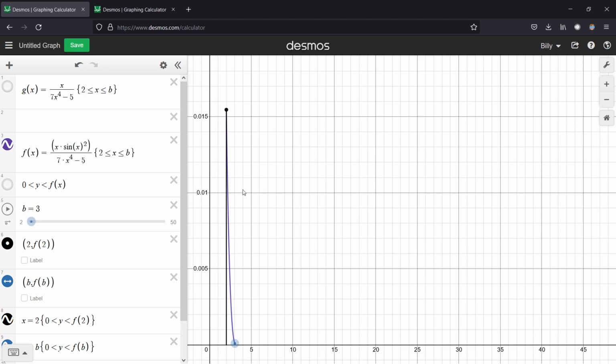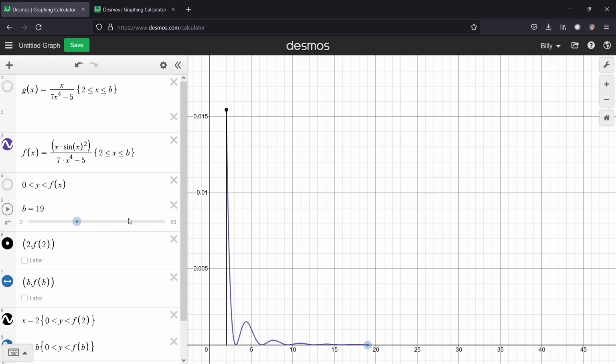So if we go ahead and plot this out, I'll show you exactly why this is working, graphically speaking, and also how we want to think of this procedure when we're doing these types of problems. This purple curve right here is a graph of the function x times sine x squared over 7 times x to the fourth minus 5 from 0 to b, where b can be any positive value that we want.